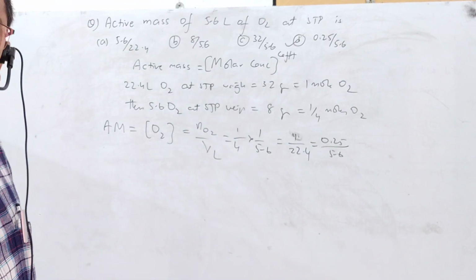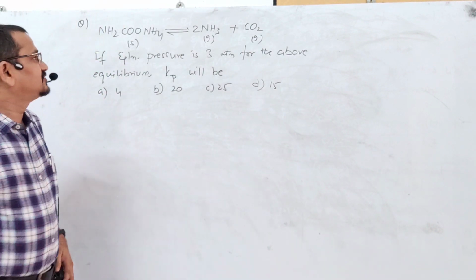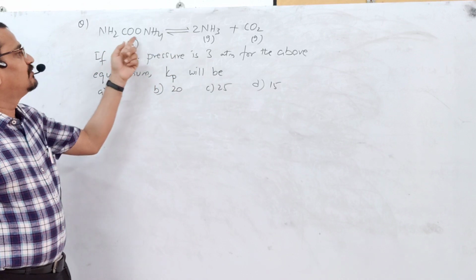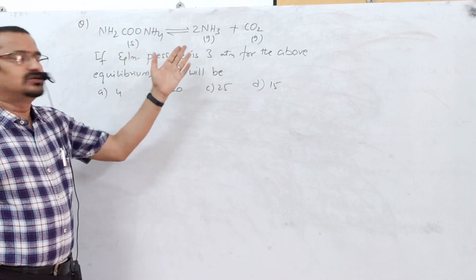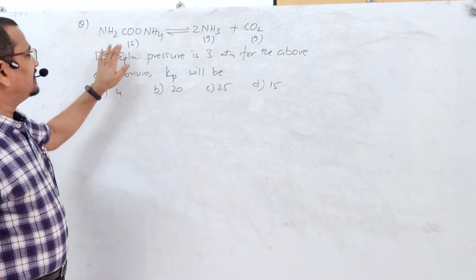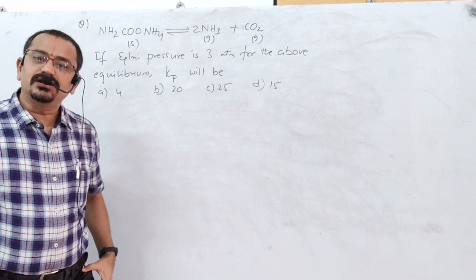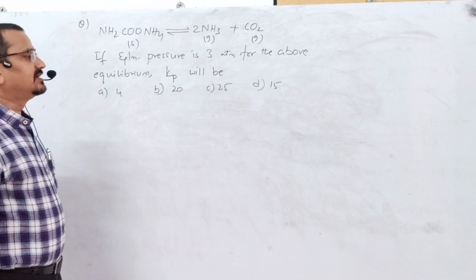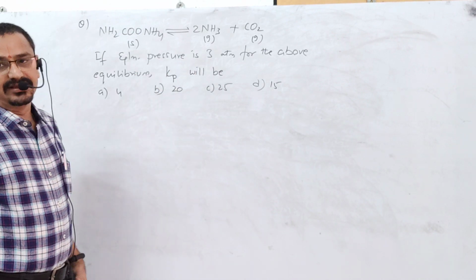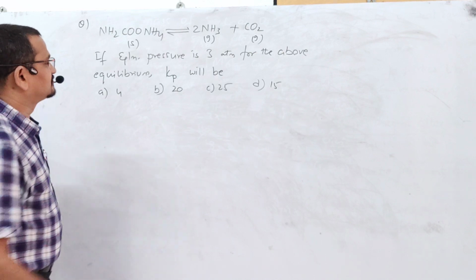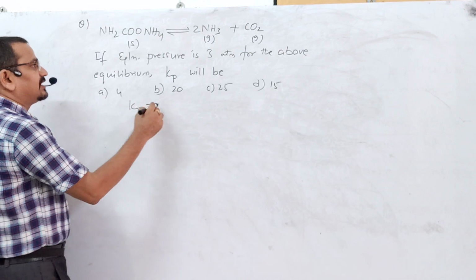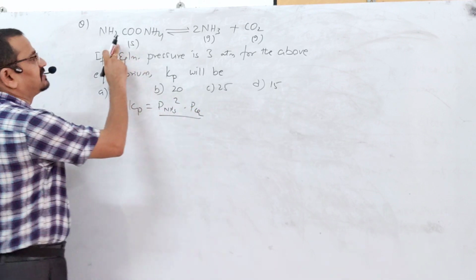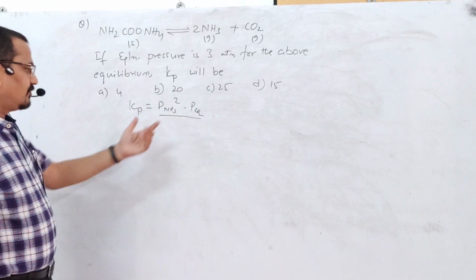Let us do one more. Let us solve this numerical. This is the equilibrium reaction given: NH2COONH4 at equilibrium with 2 moles of ammonia gas and CO2 gas. This is a solid, whereas the rest two are gases. Now, equilibrium pressure is 3 atmosphere for the above equilibrium. Then what will be its Kp? How do you calculate Kp? Kp equals partial pressure of ammonia square into that of CO2, and the solid is unit 1. Now, we need to find out.